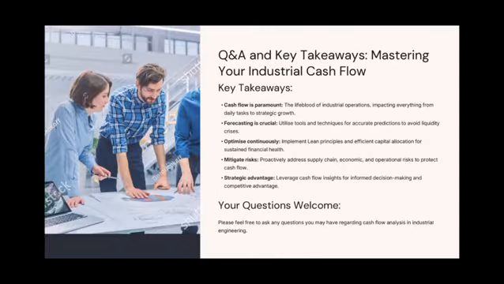Now, Q&A and key takeaways, mastering your industrial cash flow. The key takeaways are: cash flow is paramount, the lifeblood of industrial operations, impacting everything from daily tasks to strategic growth. Forecasting is crucial. Utilize tools and techniques for accurate predictions to avoid liquidity crisis. Optimize continuously. Implement lean principles and efficient capital allocation for sustained financial health. Number three, mitigate risks. Proactively address supply chain, economic, and operational risks to protect cash flow.